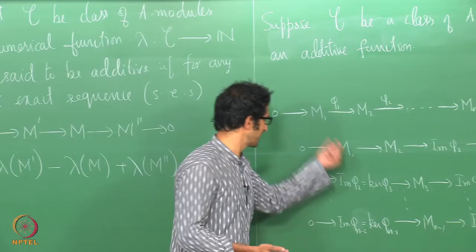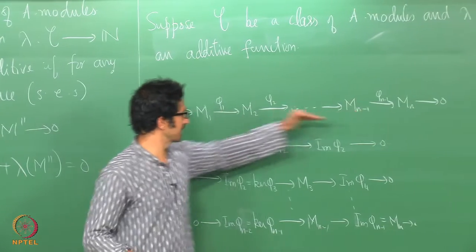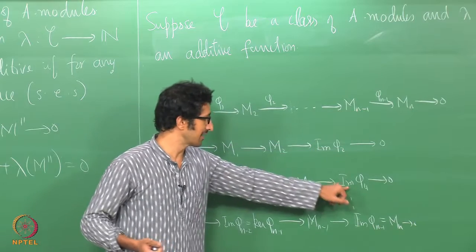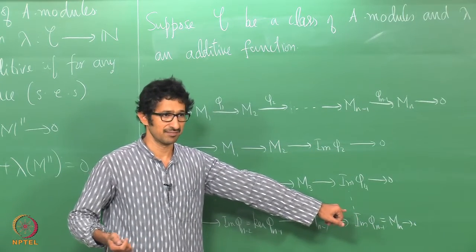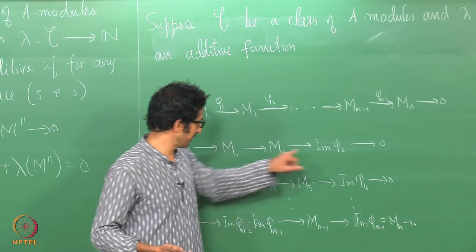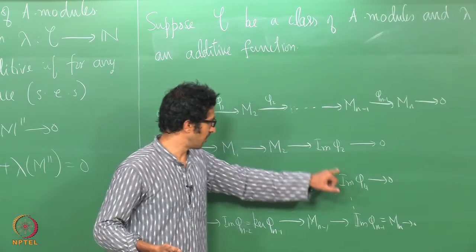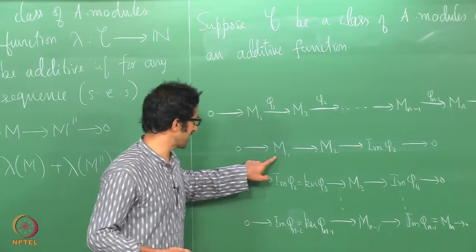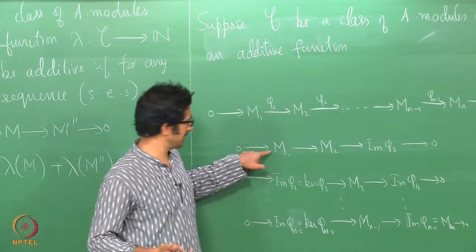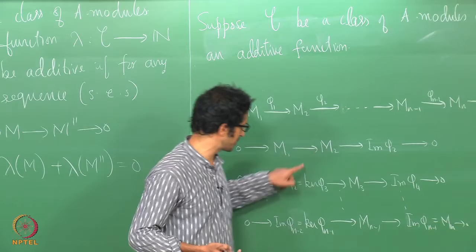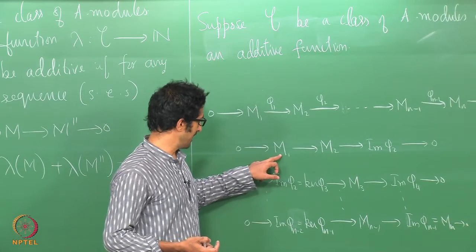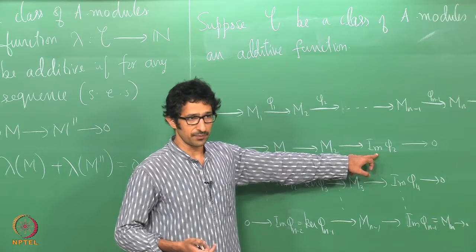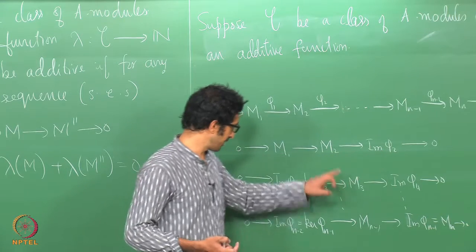So, we do not know if I take m 1, m 2 and so on and look at an exact sequence like this, that need not necessarily imply that all these are in that class. Okay. So, therefore, if I assume that all these are in this class, then I can apply the property of lambda on each of them. Lambda of m 1 minus lambda of m 2 plus lambda of m 3 is 0, lambda of this is 0.